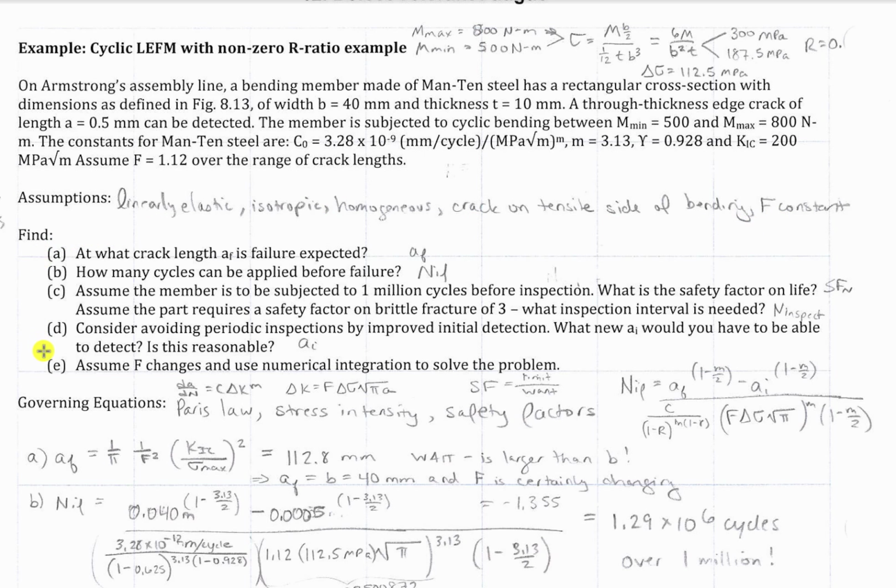So what do they want us to find? First of all, at what crack length is failure expected? So they're basically asking us to find a_final. Secondly, how many cycles can be applied before failure? So that's essentially your N_f. And then we get into some different variants on there that we'll come back to.